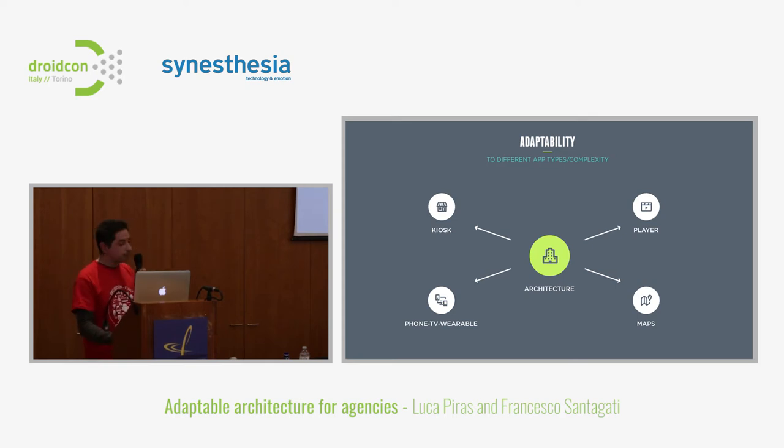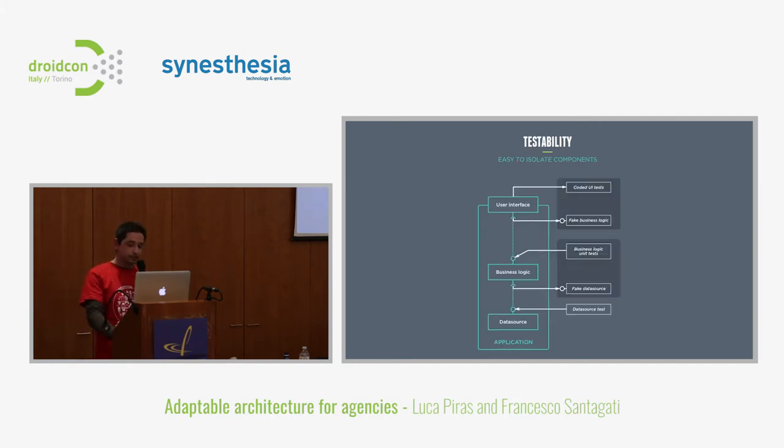Then testability. I'm pretty sure many of you know how important tests are. So we define testability as a key value for our architecture. This means that it should be easy to isolate every layer of our architecture and mock the component below it, and isolate and unit test it. So our architecture should help us to add test classes and isolate components.